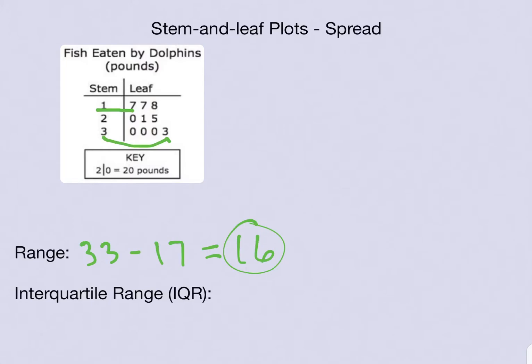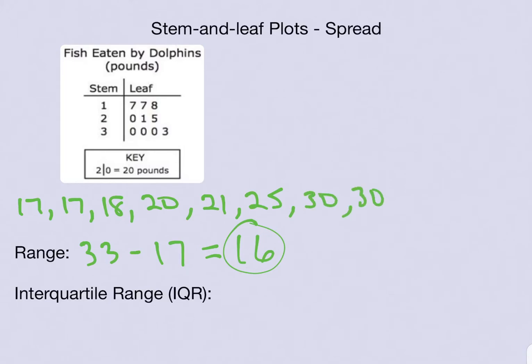Another good thing about stem and leaf plots that's similar to dot plots is that they're already in order from least to greatest, which helps us out a lot. Okay, now for the interquartile range. We're going to go ahead and list out our data points again. 20, 21, 25, 30, 30, 30, 33. 1, 2, 3, 4, 5, 6, 7, 8, 9, 10 data points.